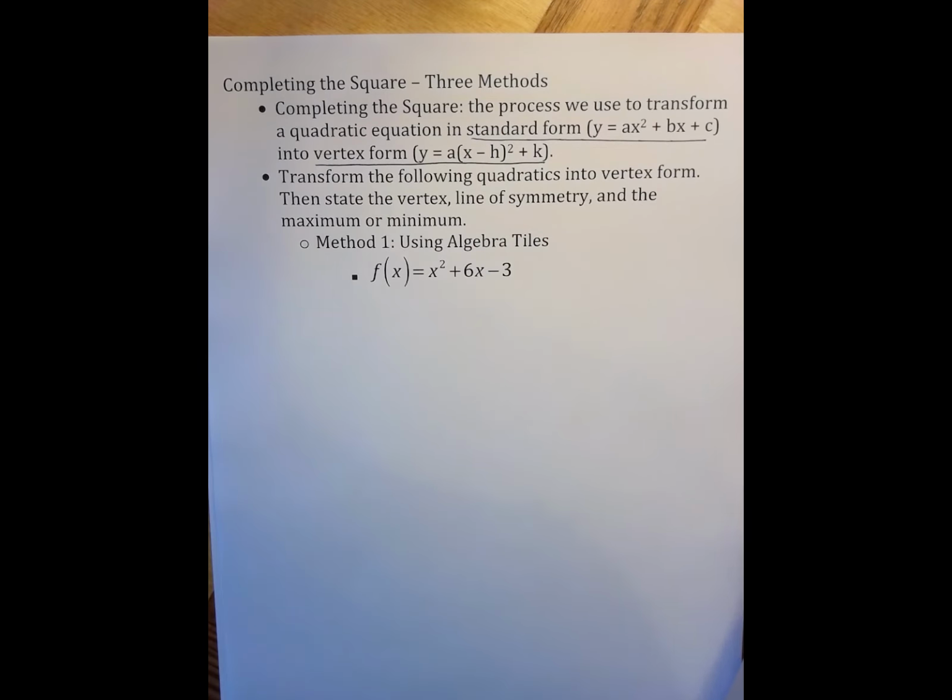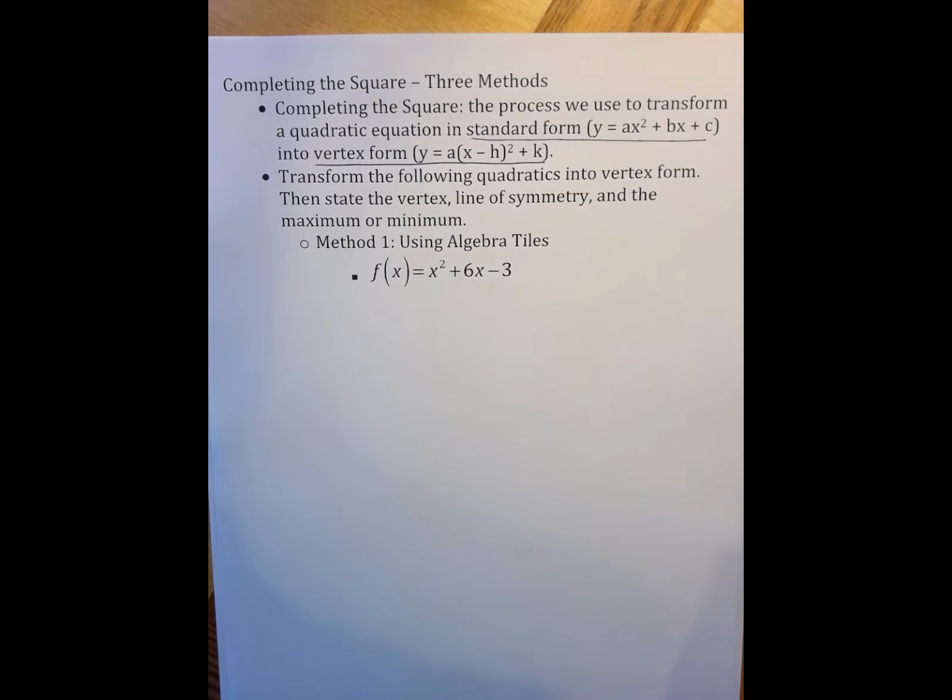So the following task, we're going to talk about transforming these quadratic equations into vertex form. We're going to state the vertex, line of symmetry, and whether or not there's a max or min and what it is. The first method I'm going to use is algebra tiles. This may have been the method that you first started using in class as an exploration. Some of you may have moved past this method and no longer want to use it. Others of you may want to continue using this method the entire way through the module.